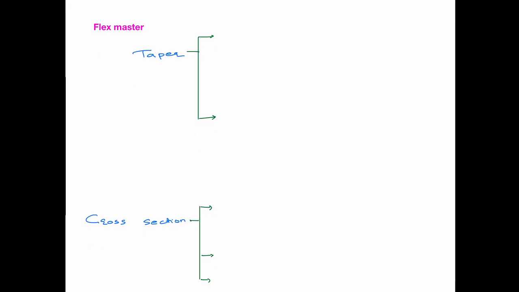Now we'll come on to the third set of files of the second generation, which is FlexMaster. That I'll discuss in the next session.